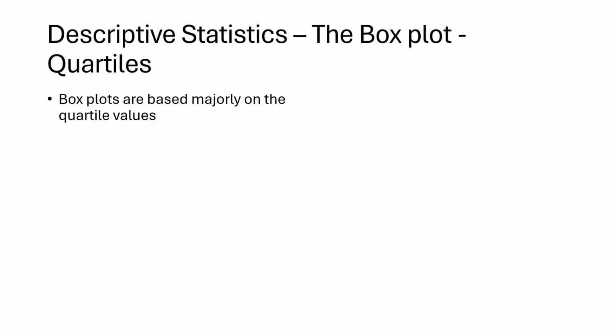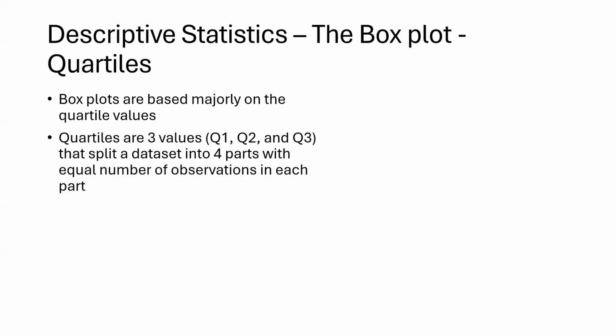So box plots are majorly based on the quartile values, and there are three quartile values, Q1, Q2, and Q3, of which Q2 we already know, which is the median. And the idea of quartiles is that they split a data set into four parts with an equal number of observations in each part. Just as in the case of median, where we talked about how it is one value which splits the data set into two equal halves in terms of the number of values lower and higher than this value. In the same way, quartiles divide the whole data set into four equal parts in terms of the number of values in each of the quartiles.